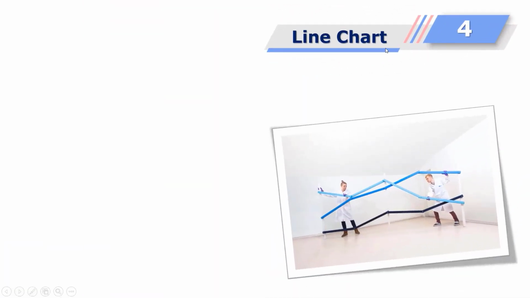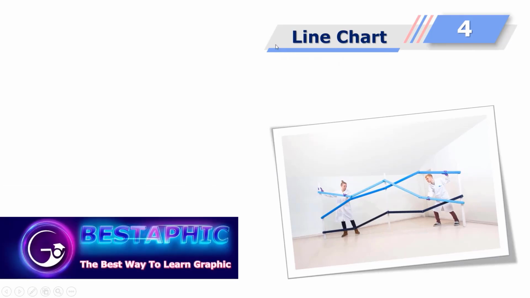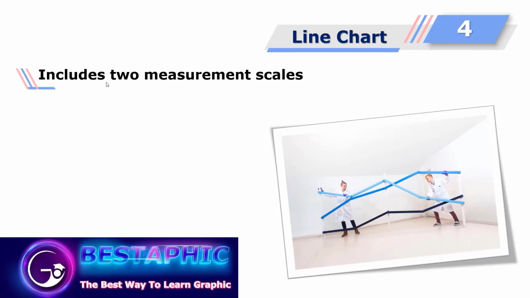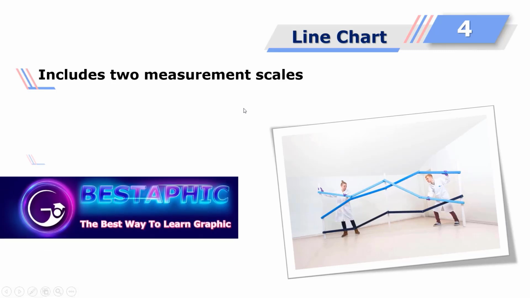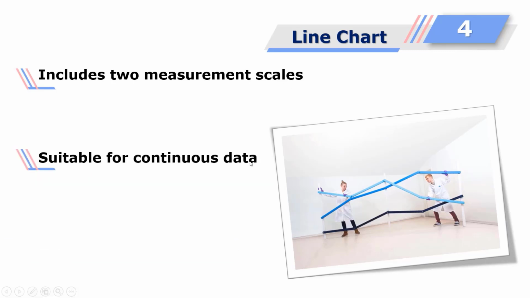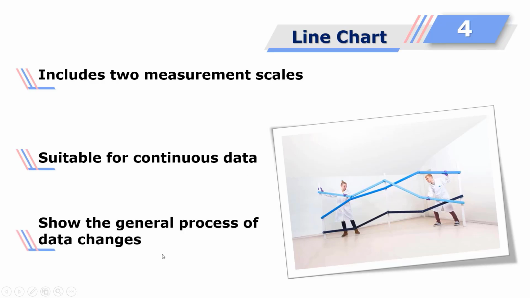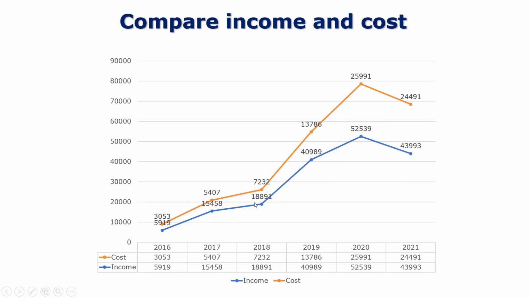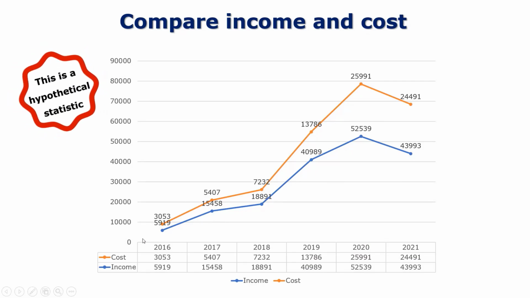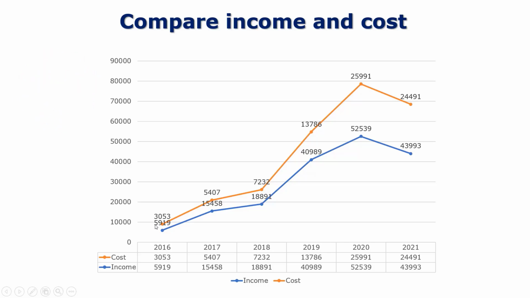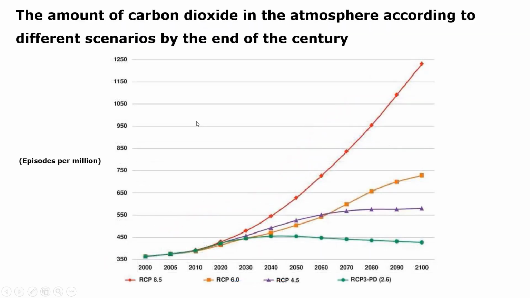And the first chart is line chart, that it introduces two measurement scales, and it is suitable for continuous data, and also it can show the general process of data changes. For example, the chart that I provide for you here shows the comparison between income and cost in different years. The two variables can be easily compared with each other. You can increase the number of variables, but I recommend not to use more than 4 because it gets illegible.